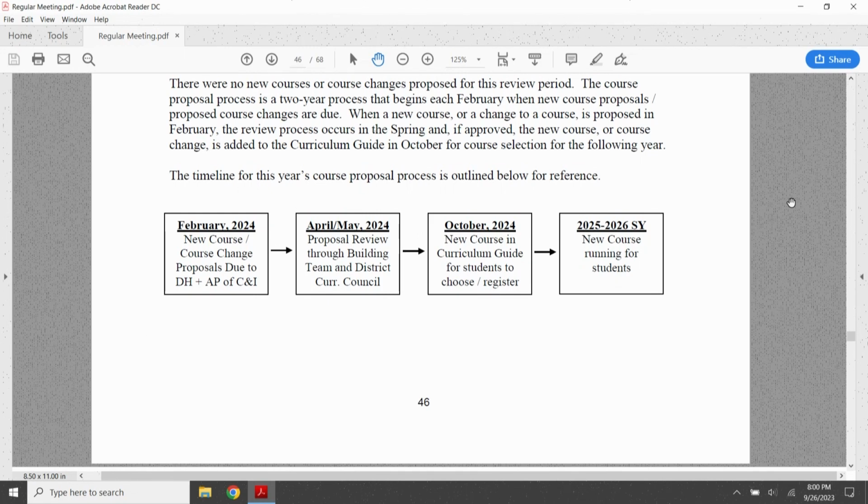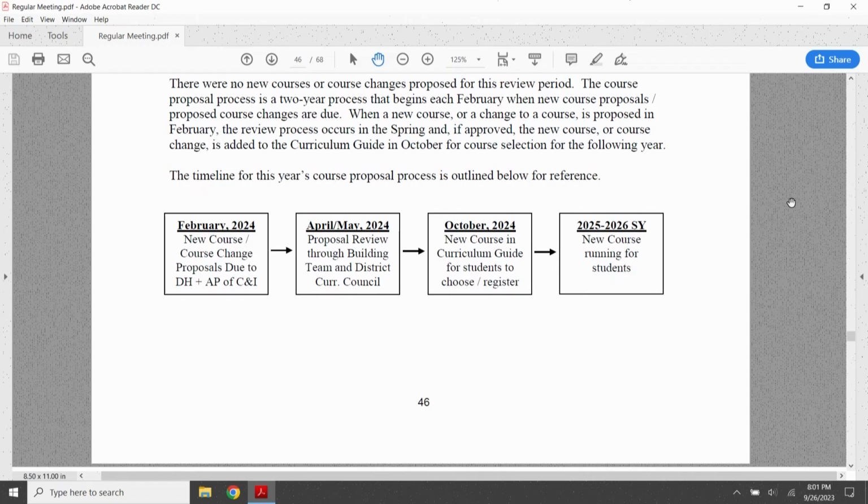April, May is when we would do our leadership approval and when I would bring it to the curriculum council for the members of the board to take a look at what those proposed changes might be. And then this time next year, I would be getting ready to put those, if approved by the board, into the curriculum guide for courses to be taken in the 25-26 school year. So it's a two school year differential. When you propose something in the 23-24 school year, you're looking at students being able to take that course one year out, so that 25-26 school year.